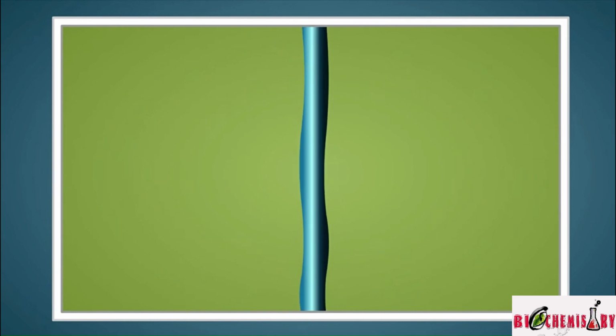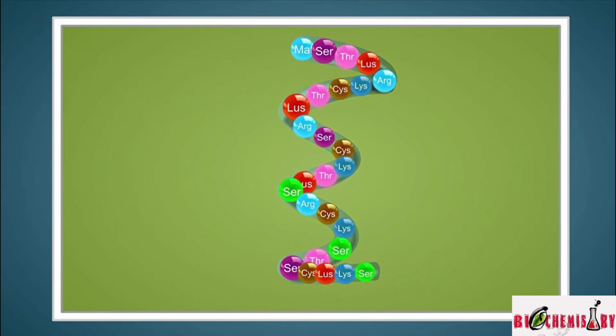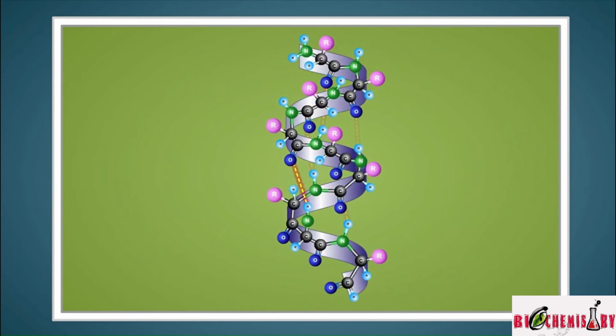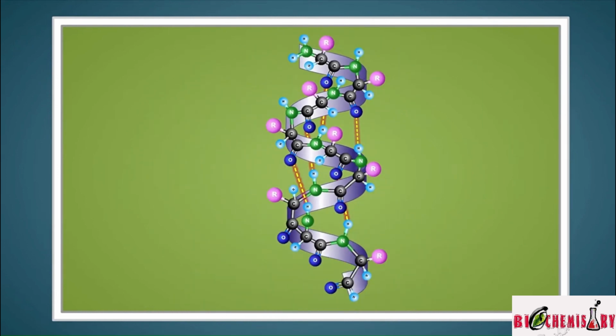Now, secondary structure of proteins refers to the manner or shape in which the polypeptide chains are arranged. The different arrangements of polypeptide chains exist due to the hydrogen bonding between the oxygen of carbonyl of one amino acid to the hydrogen of the amide group of another amino acid.